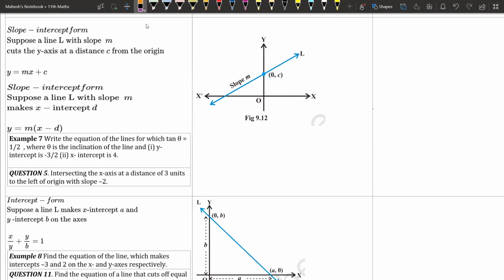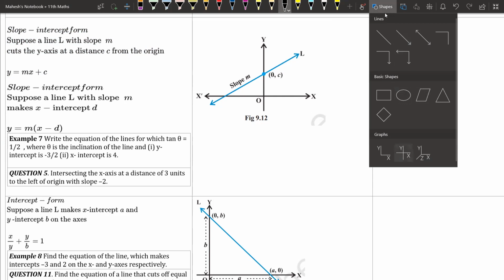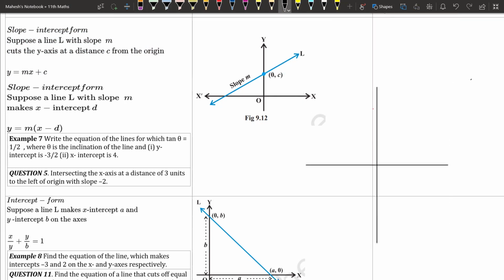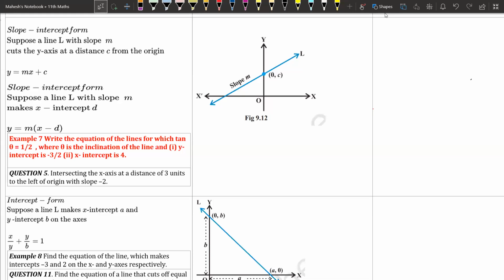And the second one is the equation of a line when we know the x-intercept. Let's say I make a Cartesian plane, and say we know only the x-intercept. In that case, if we know the x-intercept as d, we have another formula for this, the slope form of a line in intercept form. So it is y is equal to m(x minus d). Let's do some questions based on these two to bring more clarity on these formulas.